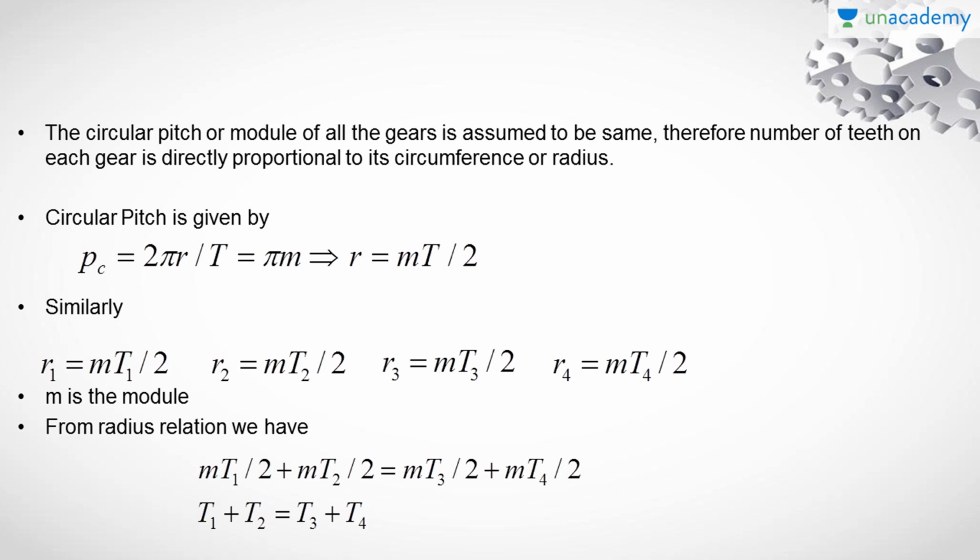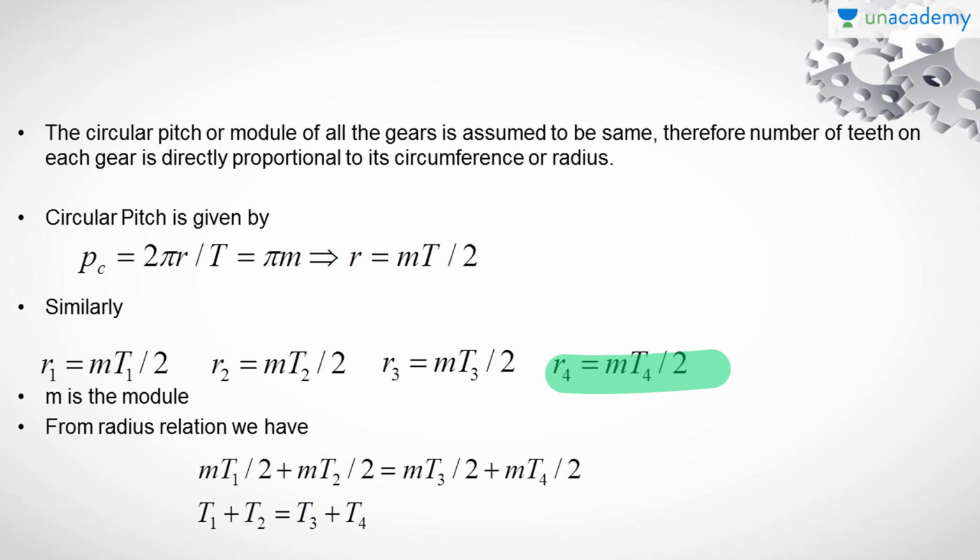Here the circular pitch Pc equals 2 pi r by t, right? That equals pi m, where m is the module. So from this condition we have r equals m into t by 2. Similarly we have r1 equals m t1 by 2, r2 equals m t2 by 2, r3 equals m t3 by 2, and r4 equals m t4 by 2. So these are the conditions that are evolved for the 4 gears in the reverted gear train system.